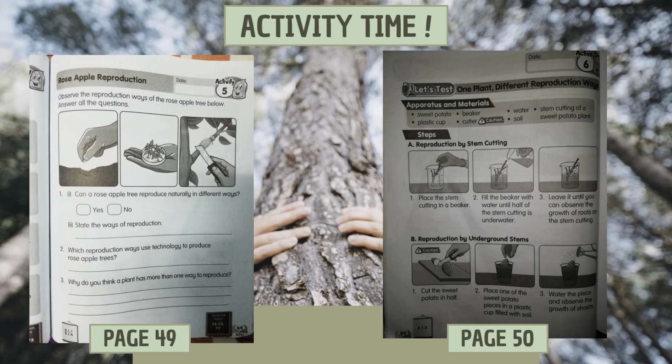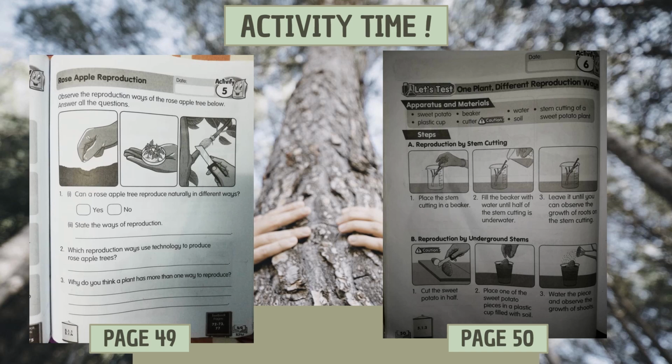Okay, now activity time. I want you to open your science activity book on page 49. Look, this is a rose apple reproduction. Look at the picture. We can plant it using seed, and we can plant it using the cottage method. I want you to answer the questions below. If you don't know, you can find videos about it on YouTube.